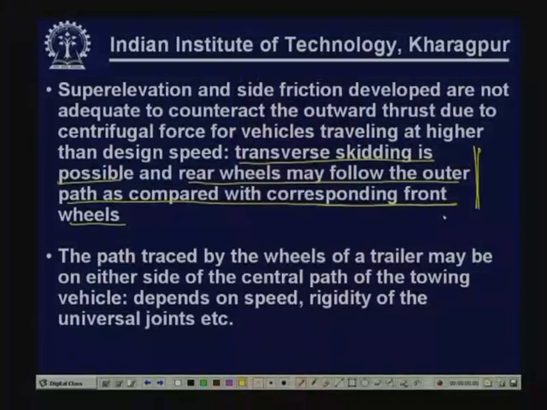Now, what happens when there is a trailer? In case of a trailer, the path traced by the wheels of a trailer may be on either side of the central path of the towing vehicle. It may be on the inner side or on the outer side with respect to the central path of the towing vehicle, depending on speed, rigidity of universal joints and other factors. So, in this case also we expect off tracking.